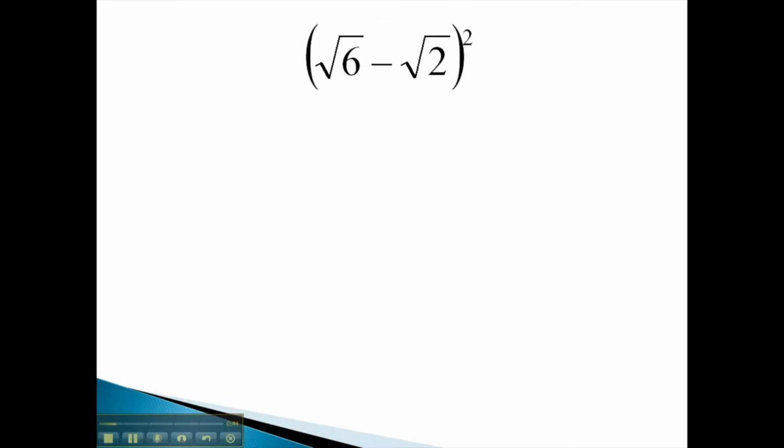Here, we are asked to square this expression. We first will square the first term. Remember that square and square root are inverses of each other. If we take the square root of 6 and square it, the square and square root undo each other, leaving us just the 6 behind. In the center, we need twice the product. Root 6 times negative root 2 is negative root 12, and it is there twice. Negative 2 root 12.